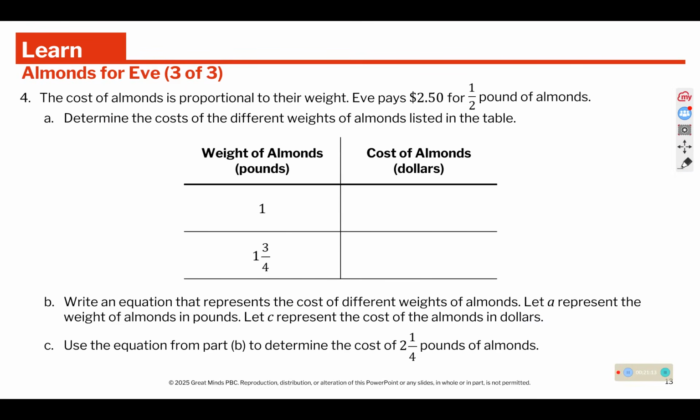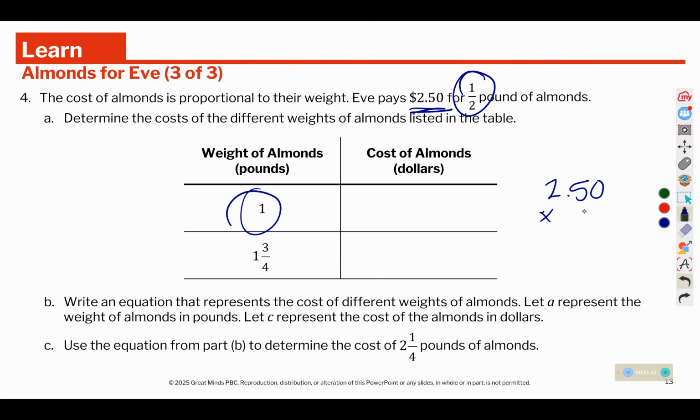Looking at problem 4, it says the cost of almonds is proportional to their weight. Eve pays $2.50 for a half pound of almonds. Determine the cost of different weights of almonds listed in the table. If she pays $2.50 for half of a pound, how much would she pay for 1 pound? Well, a full pound is 2 half pounds. So we would have 2 sets of $2.50, which would give us $5.